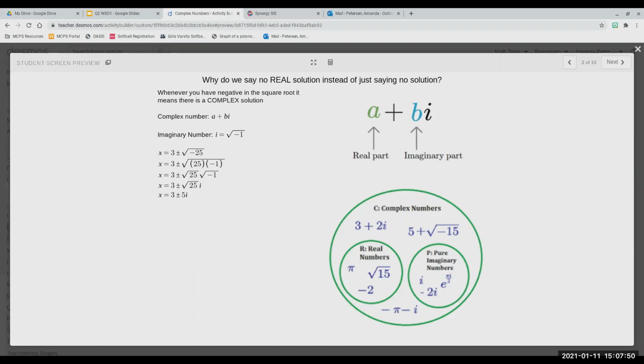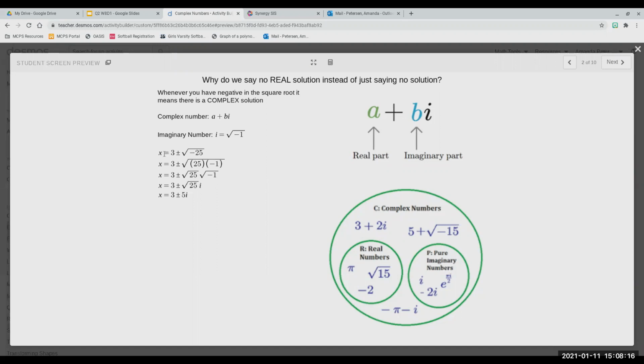And this imaginary part is connected to that square root of negative 1, right? So whenever we see that negative under the square root. And the imaginary number i is equal to the square root of negative 1. So we're going to use the fact that i equals the square root of negative 1 to simplify these problems into complex solutions that are also going to get rid of the negative under the square root.